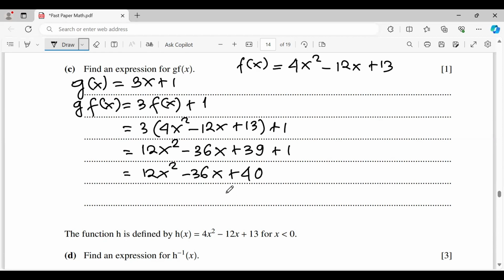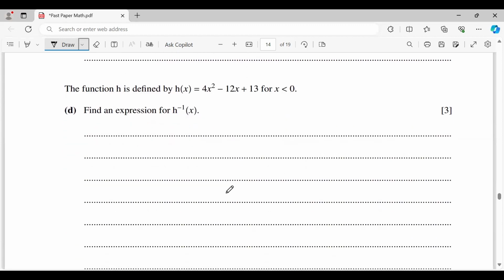Right. That is gfx. Now the function h is defined by hx equals 4x squared minus 12x plus 13 for x less than 0. Find an expression for inverse. Yeah, this is inverse of hx. Right. So I want to write down, I would like to write down hx as y equals 4x squared minus 12x plus 13.